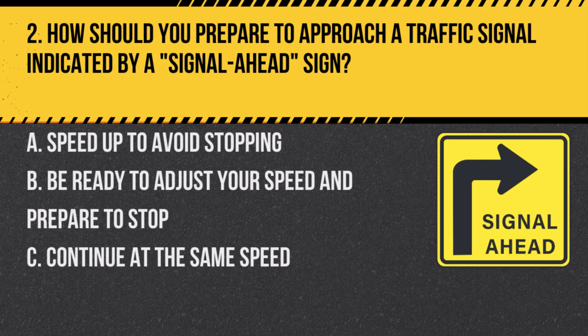Question 2. How should you prepare to approach a traffic signal indicated by a signal ahead sign? A. Speed up to avoid stopping. B. Be ready to adjust your speed and prepare to stop. C. Continue at the same speed. Answer. B. Be ready to adjust your speed and prepare to stop. The signal ahead sign warns of an upcoming traffic signal, so you should be ready to adjust your speed accordingly.